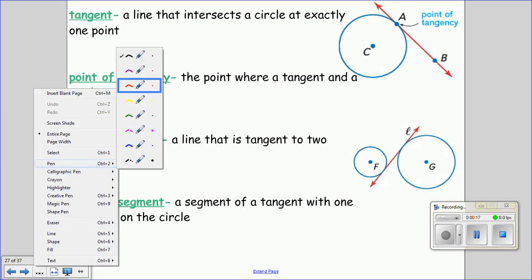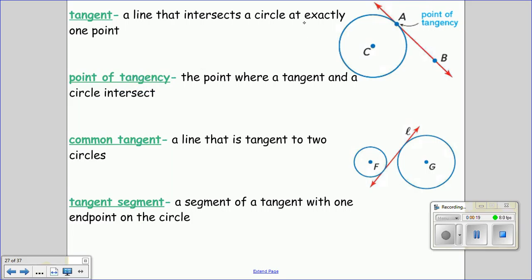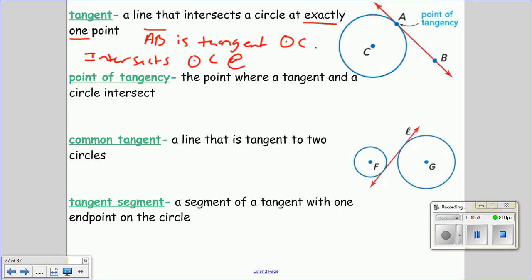So on my circle illustrated at the right, it shows that line AB is tangent to circle C because it intersects circle C at point A and only point A. So it intersects circle C at point A.